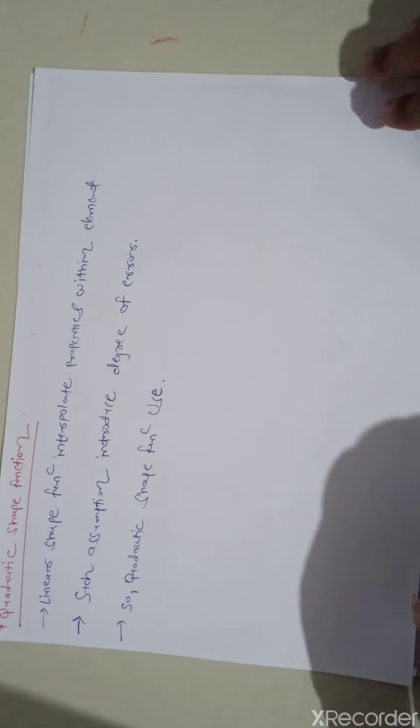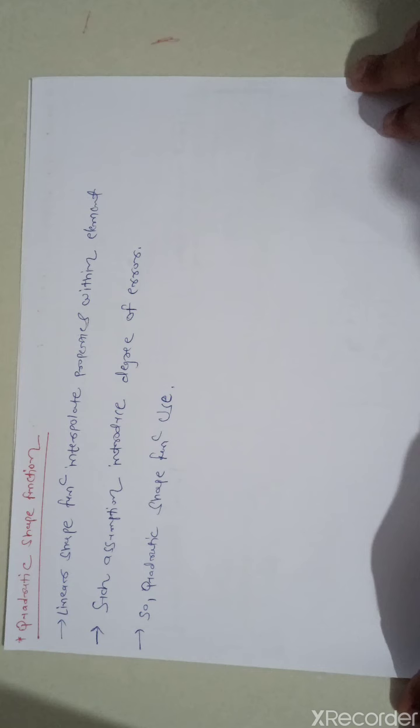In this lecture, we discuss the quadratic shape function. Now, linear shape function interpolates properties within the element, but such an assumption introduces a degree of error. So, to avoid this error, we use the quadratic shape function.